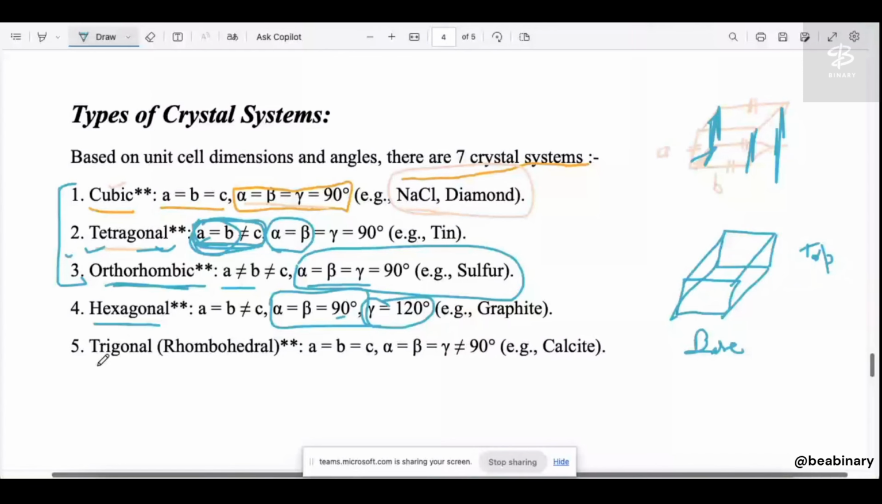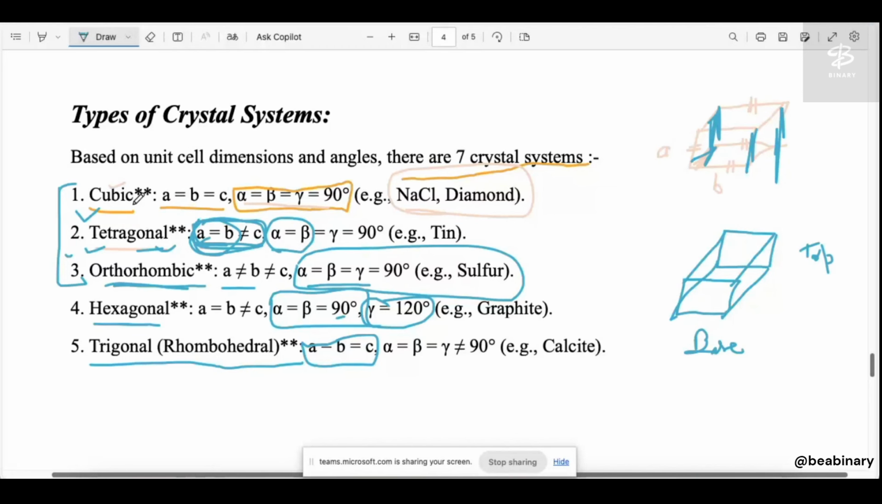Now we talk about the trigonal or rhombohedral. So in this case, you have the same example like the first one, cubic nature, right? But what is the difference? All the angles are not equal to 90 degrees. So for the fifth one, you need to think about the box or the cube of thermocol that you made with the help of glue. But now you just need to modify it. You need to change all the angles. Whatever the angle could be, anything, but it must not be 90 degrees.